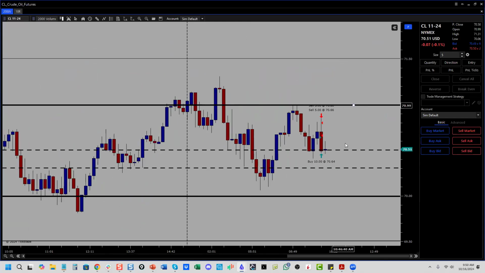Between strong resistance and strongest support. That's it. Now, remember, if you take a look at this resistance level, could you have played both of these? Yeah, you could if you choose to.